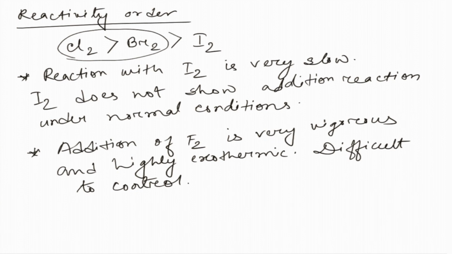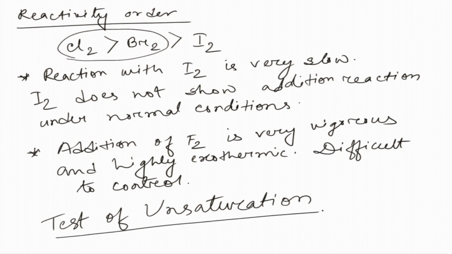Now, this reaction, that is the halogenation of alkenes, forms a very important test, that is called the test of unsaturation. Okay. So, we know that alkenes and alkynes, that is the species having double bonds, are unsaturated and alkanes are saturated because they have only single bonds. Now, alkanes cannot undergo addition reactions because addition reaction is primarily due to the presence of pi electrons. Alkanes do not have any pi electrons, but alkenes have pi electrons. That is why alkenes undergo addition and alkanes do not undergo addition.